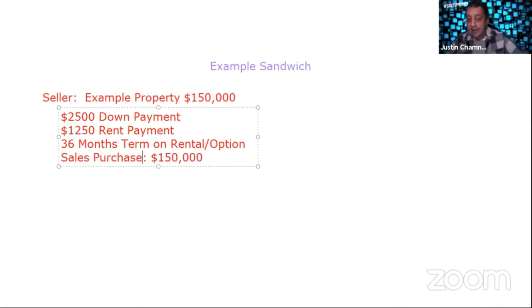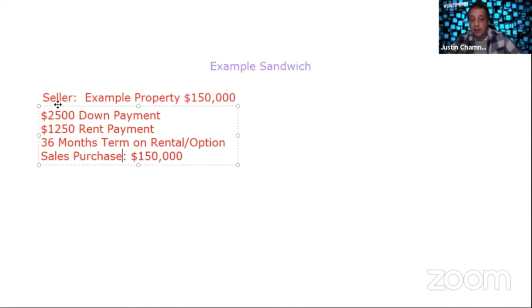So he's asking for a property that's $150,000 in value. He's asking $150,000, and that's okay. He's asking for $2,500 down payment cash, and that's okay. He's asking for $1,250 a month, and that's okay. He's also okay with this going on for 36 months before he gets cashed out at $150,000. All right, that's pretty much all that we need to know about the seller side of this deal.